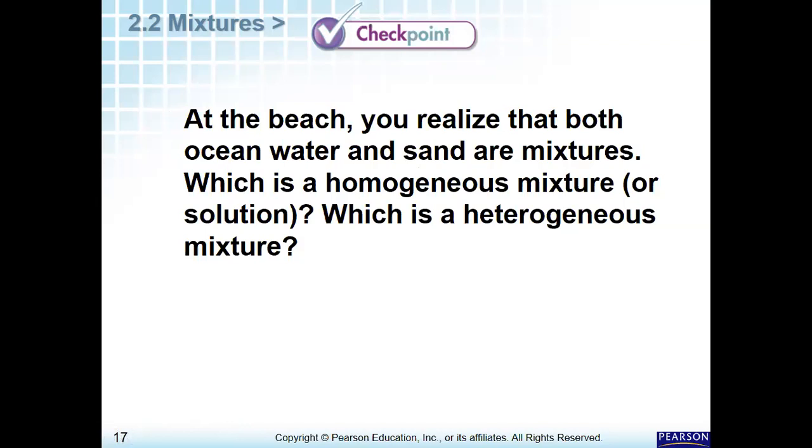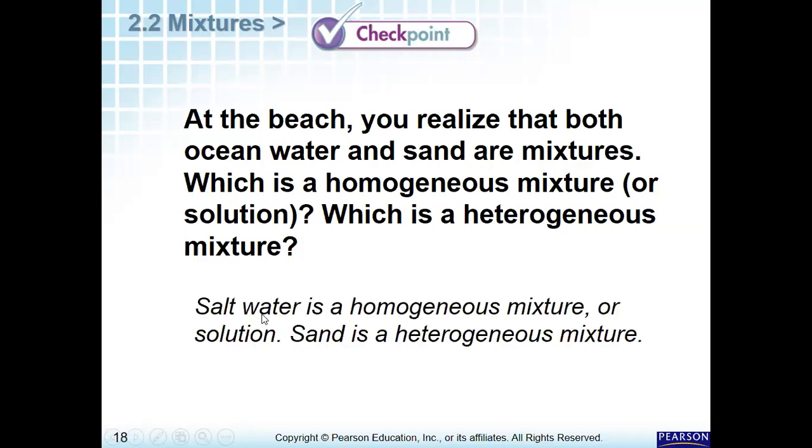Or let's take an example to refresh our minds. At the beach, you realize that both ocean water and sand are mixtures: one is a homogeneous mixture, or solution, and the other is a heterogeneous mixture. So let's see. The salt water itself of the ocean is a homogeneous mixture, because there is salt and water and they are in one phase, which is liquid. But when we get to the mixture of the ocean water and the sand itself, the components can be differentiated, because that's a solid and that's a liquid. So that's, guys, a heterogeneous mixture.